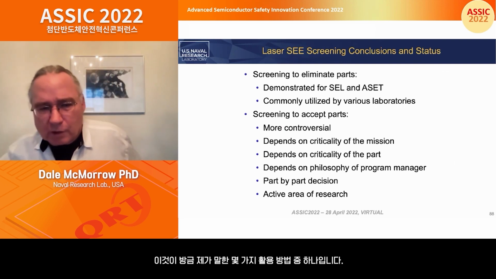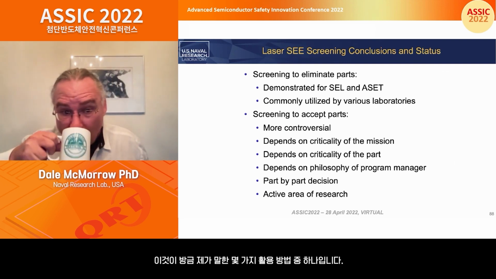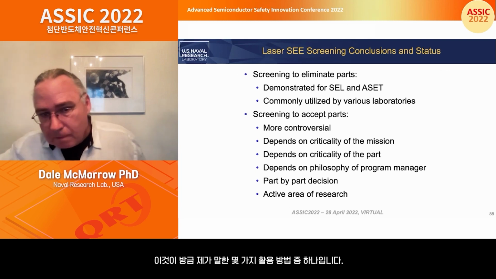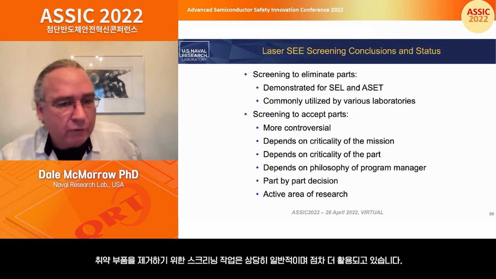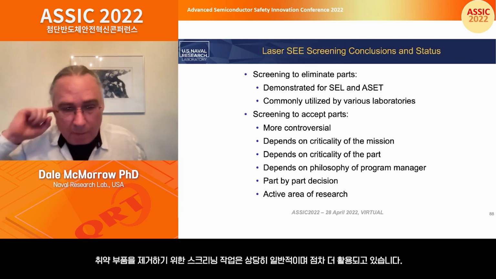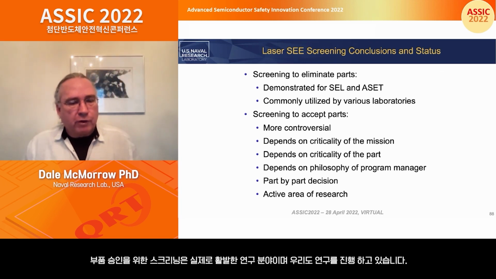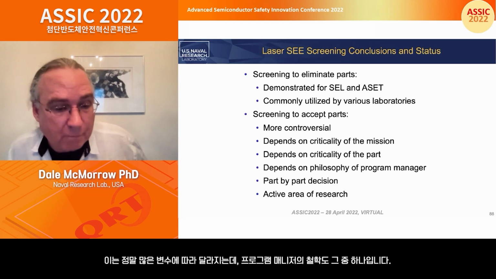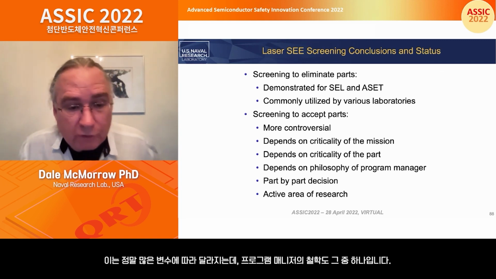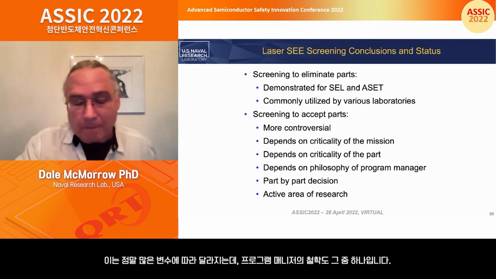And so these are just some conclusions, basically what I just said. Screening to eliminate parts is fairly common, and it's becoming more common. Screening to accept parts is really an area of active research, and we're working on this. It depends on many things, one of which is the philosophy of the program manager.